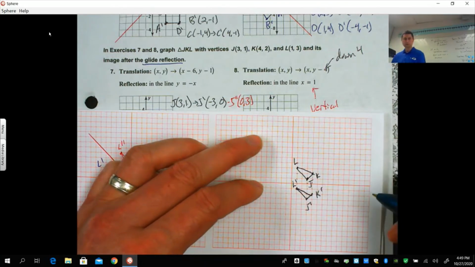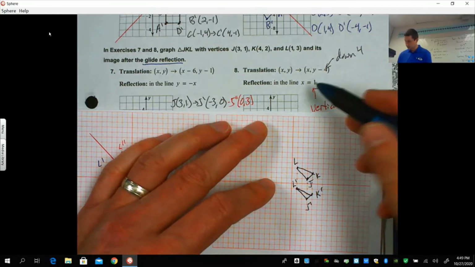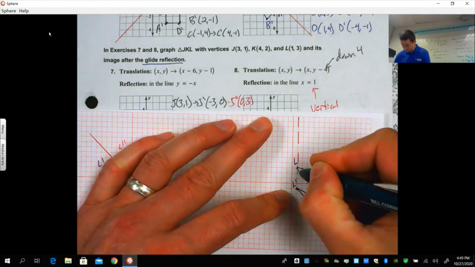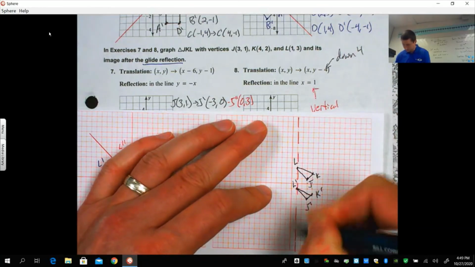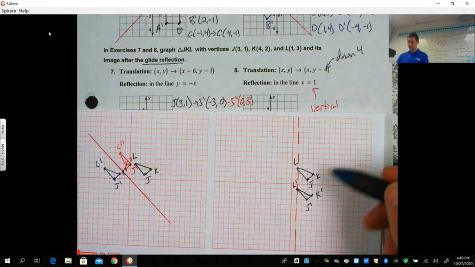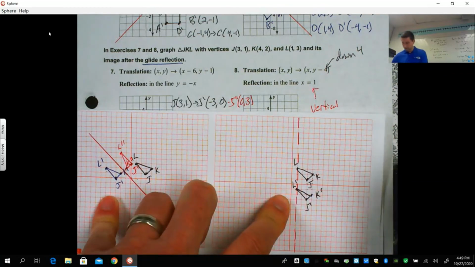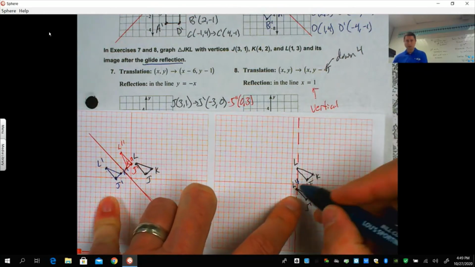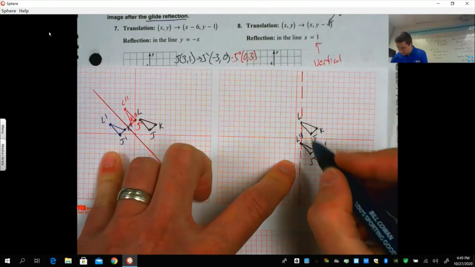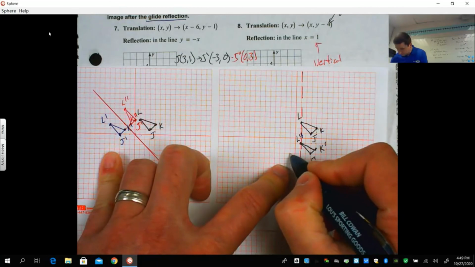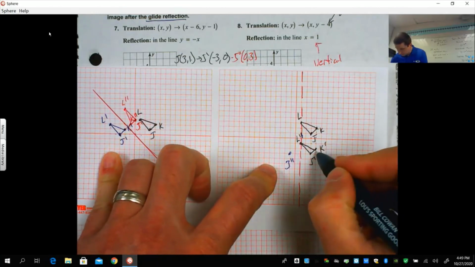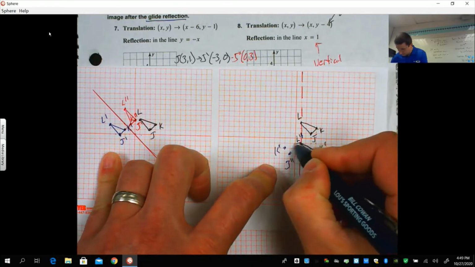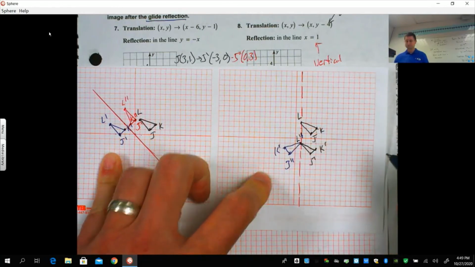So there's our first image. Reflection in the line x equals 1. So here's the line x equals 1, x in axis of 1. We're going to reflect it over that. Okay? So that's going to keep L the same as L double prime. The point is on the line, so it stays there. J is going to be 2 units on this other side. J double prime. K is going to be 3 units on this other side. K double prime. And there you have your reflection.